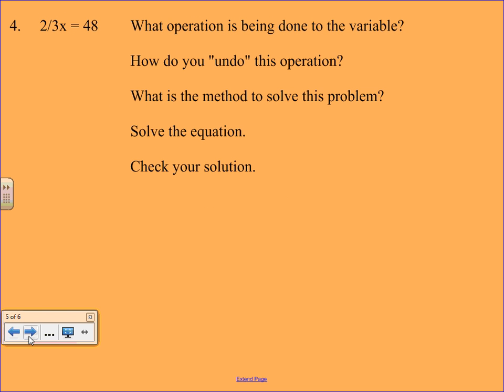The next one's a little bit tricky. It's 2/3 x equals 48. When you see a fraction like that, 2/3, the first thing I want you to do is to rewrite the equation so that it looks more standard. So 2/3 x equals 48. The operation here is still multiplication. We're going to undo this operation by using division.